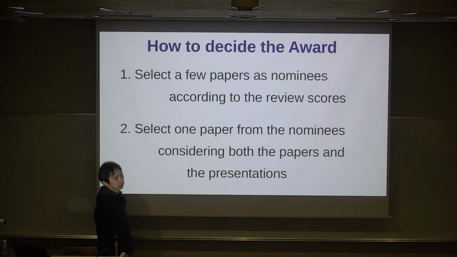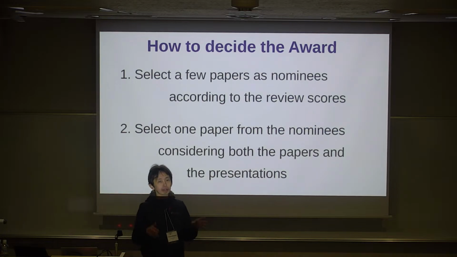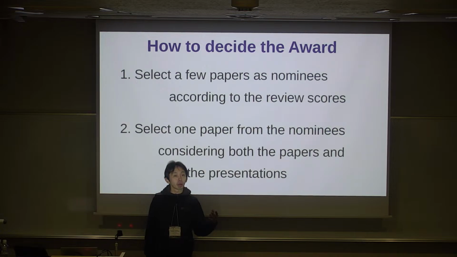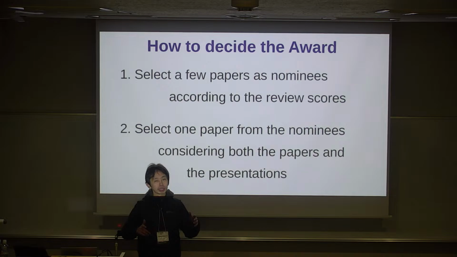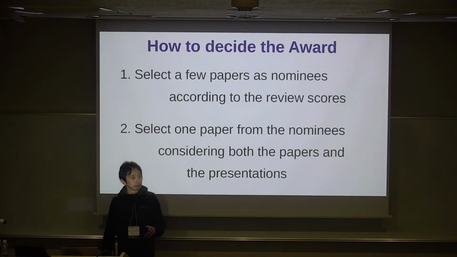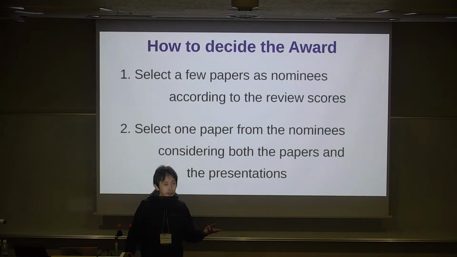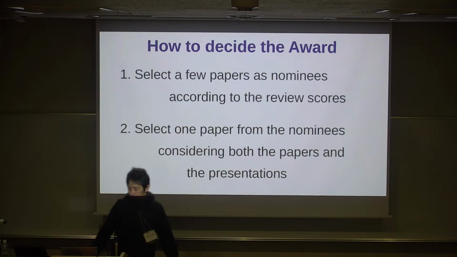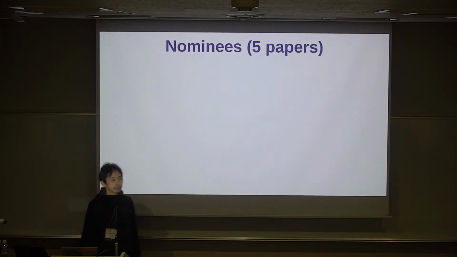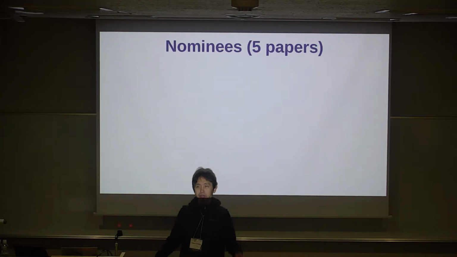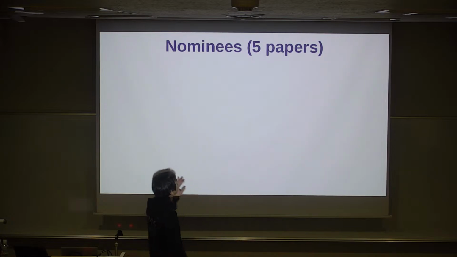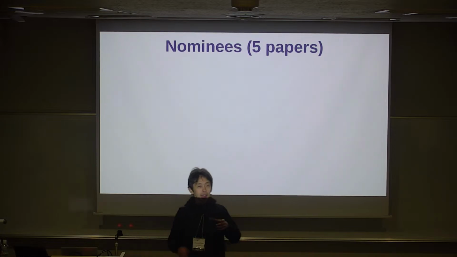So how to decide the award? We selected a few papers as nominees according to the review scores. Then the program committee chairs and steering committee chairs selected one paper from the nominees, considering both the papers and the presentation. So we selected five nominees. These are the finalist candidates of the best paper award.